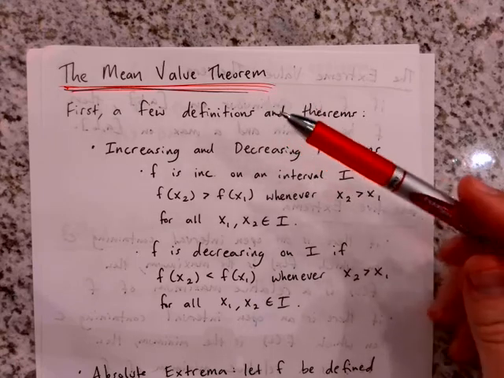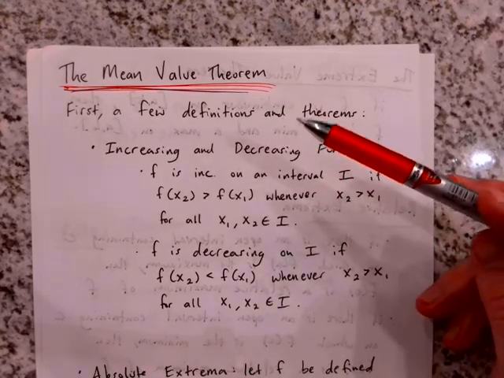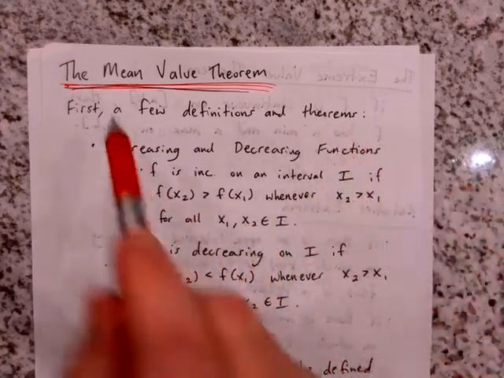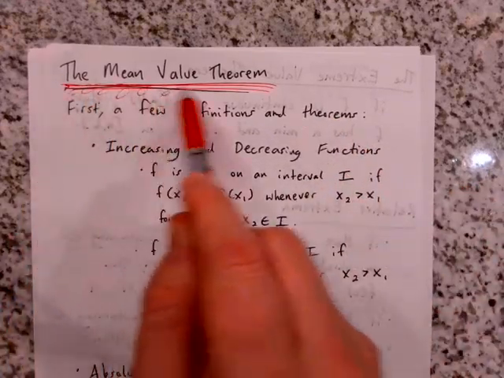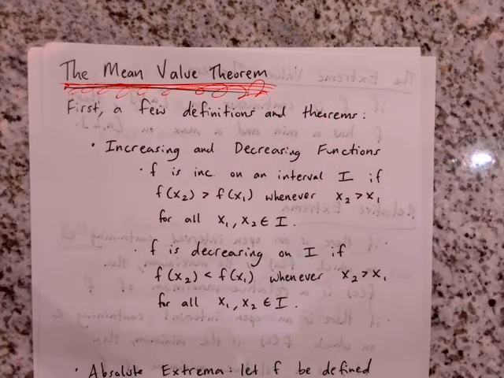If we were to take a proof-based approach to calculus, which all you math majors will do, you will learn that this is kind of the key statement in a bunch of those arguments. The mean value theorem is hugely important because a lot of what follows comes as a consequence of this. But before we get there, we got to do a few definitions and theorems.